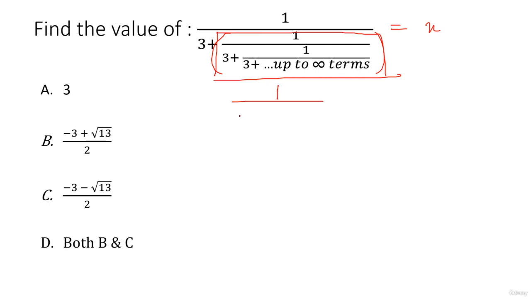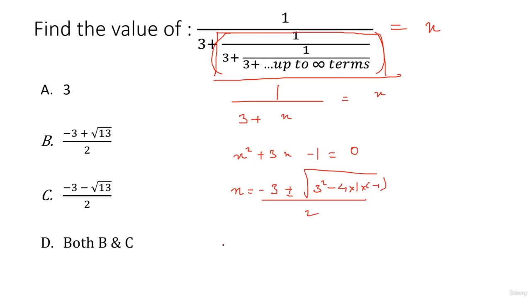That means the whole expression is nothing but 1 upon 3 plus x being equal to x, right? When you cross multiply, you will have x square plus 3x is equal to 1. Take the 1 on the left hand side, you will have x square plus 3x minus 1 is 0. Now you can apply the quadratic formula. x is minus b plus minus root of b square minus 4ac upon 2a. So basically x is minus 3 plus or minus root of 3 square minus 4 into minus 1 is 4. 9 plus 4 is 13 upon 2. So x is minus 3 plus minus root 13 upon 2, and that's why the answer is option D.